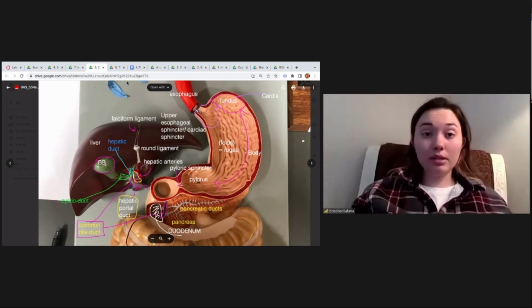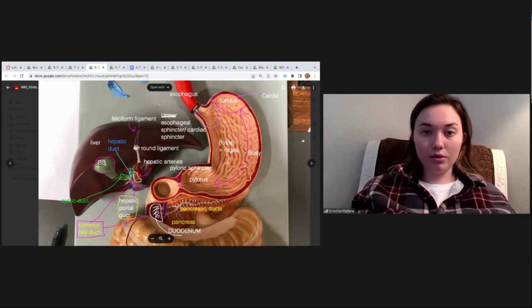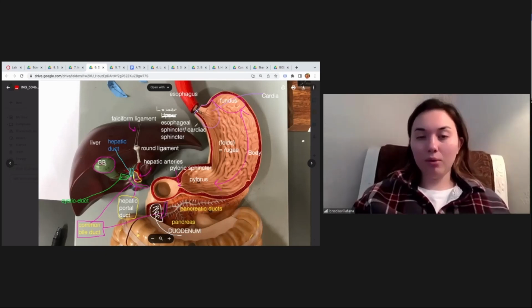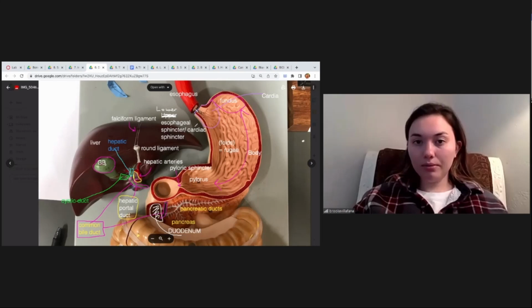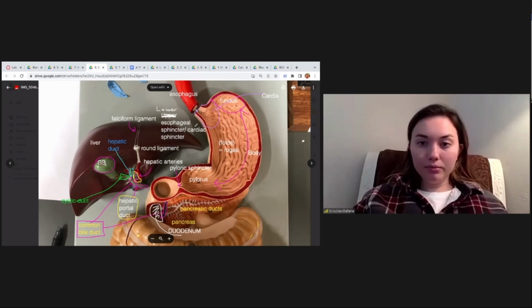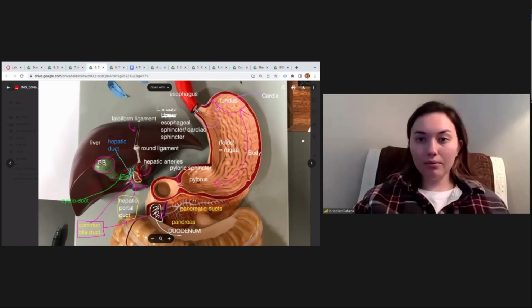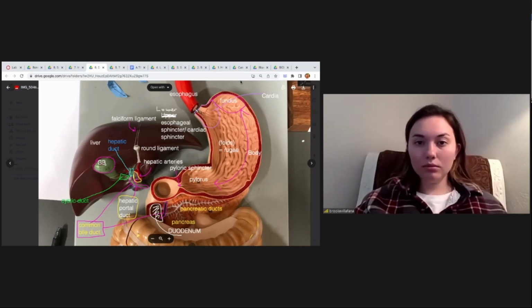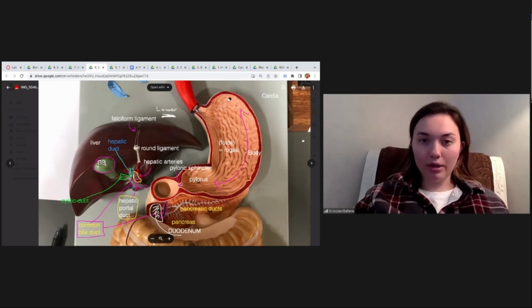Yes, it is supposed to be lower esophageal sphincter. Thank you, whoever saw that. Lower esophageal sphincter. Good. Upper would be at the top. Sorry about that. That's a typo. It should be lower esophageal sphincter. Good. Everyone got everything there? Okay, I'm gonna go ahead and erase this.